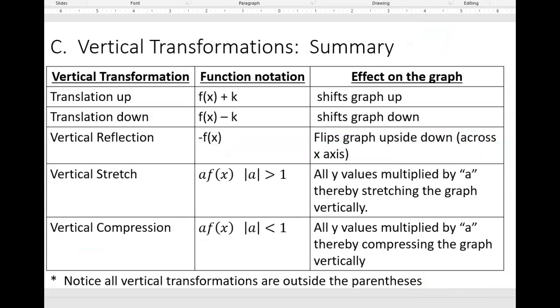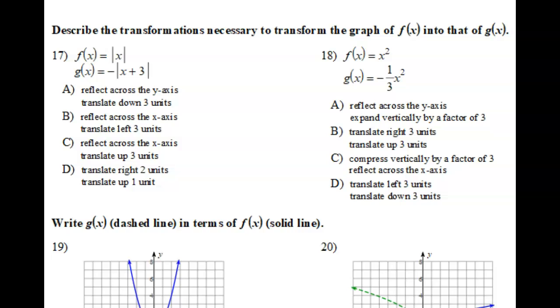We're looking for the option that tells us that we have a vertical compression and also a reflection across the x-axis. So let's see if we can find one of those there. There it is, option C. The negative causes a reflection in the x-axis, and the multiplication by a 1/3 causes a vertical compression. All right, so there's that.